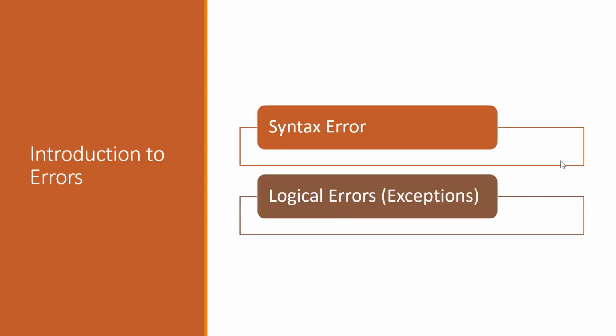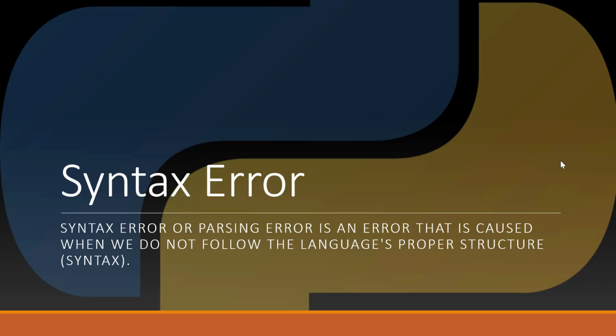In Python, errors can be classified into two distinct types. The very first is the syntax error, and the second is logical errors, which are also known as exceptions. So let us discuss both of these categories in detail, starting with the syntax error. A syntax error, which is commonly known as a parsing error, is an error that is caused when we do not follow the language structure properly. For example, when we don't specify the colon after using a for loop.